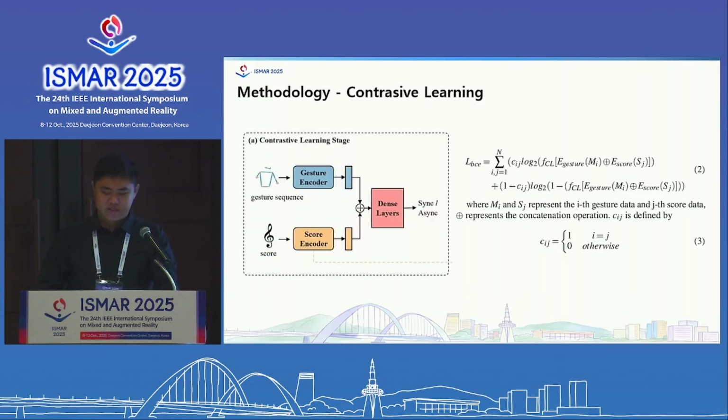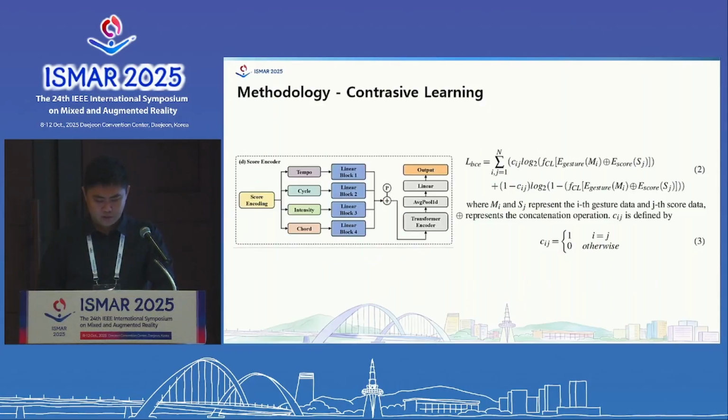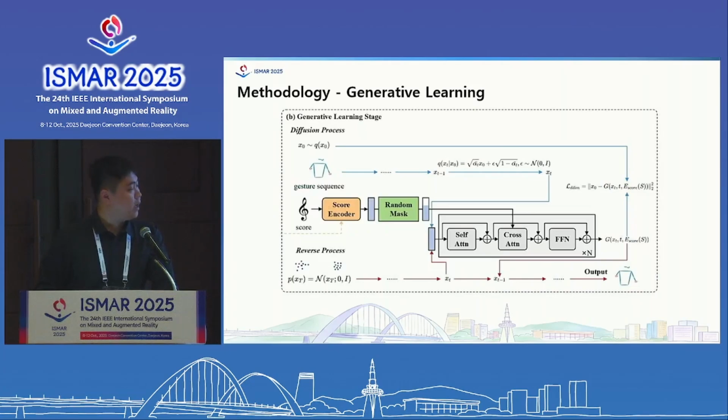The contrastive learning stage network takes the embeddings from the score encoder and gesture encoder. It optimizes the contrastive loss by aligning positive pairs and performing negative sampling from mismatched instances. We randomly choose a score from the batch as a negative one. The score encoder is a transformer encoder. And the generative learning stage incorporates 3 key components: a diffusion-based generative model, a cross-modal transformer, and a random masking strategy. It is written in the paper, so I won't take long on this page.